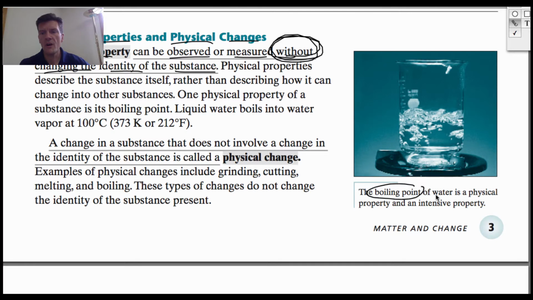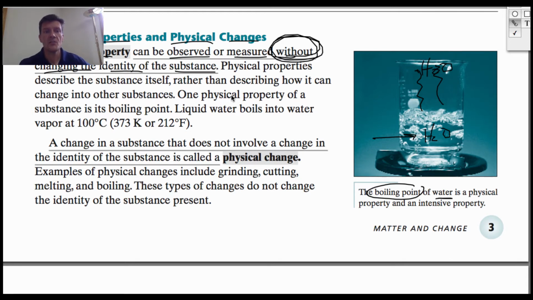If you boil water, here's liquid water in the beaker. If you boil it, it's going to turn into steam, which is just water in a vapor or gas form. It's still the same formula. This is H2O as a gas. This is still H2O as a liquid. You haven't changed the chemical composition. You've just changed its physical form or nature.